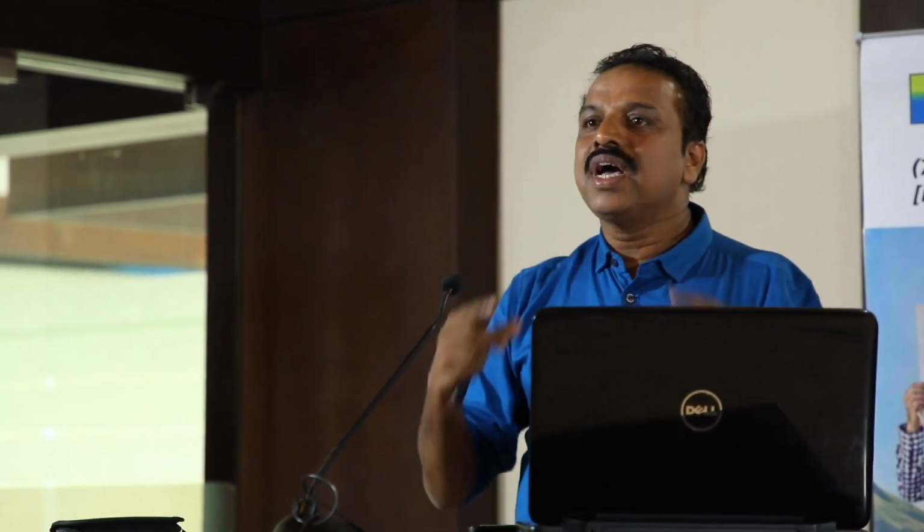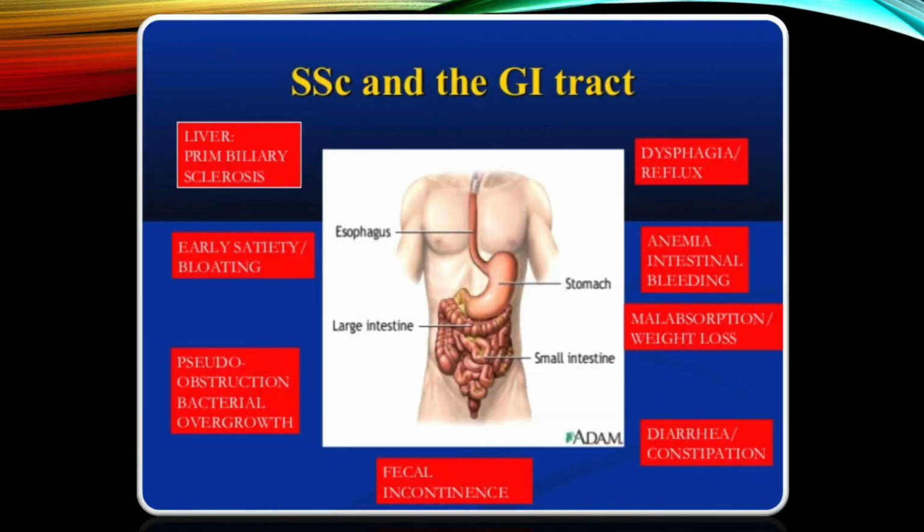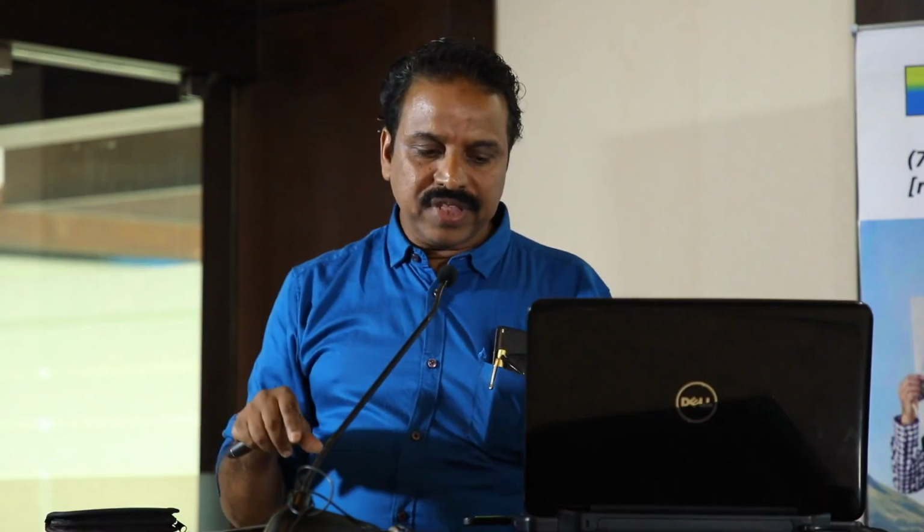Why the esophageal dysmotility? This collagen gets deposited anywhere throughout the body. It is deposited in the lower esophagus. Lower esophagus involvement means the peristalsis won't happen. If it gets into the stomach, there will be early satiety. Anything from the nose to the anal canal, anywhere this can get deposited. So one of the areas is the esophagus, and that's why esophageal dysmotility, sclerodactyly and telangiectasia.